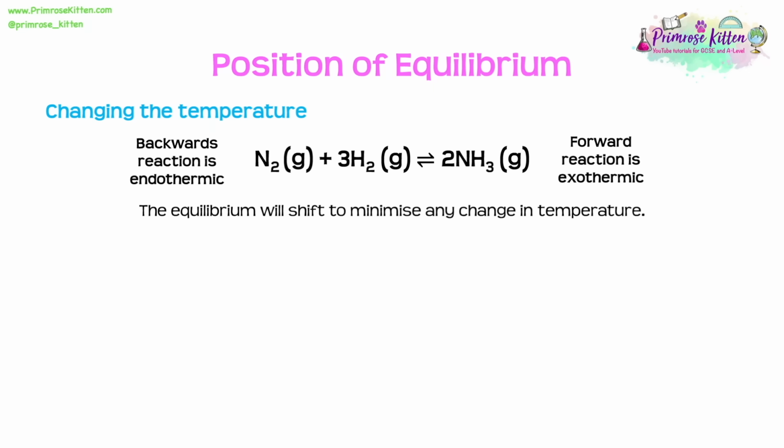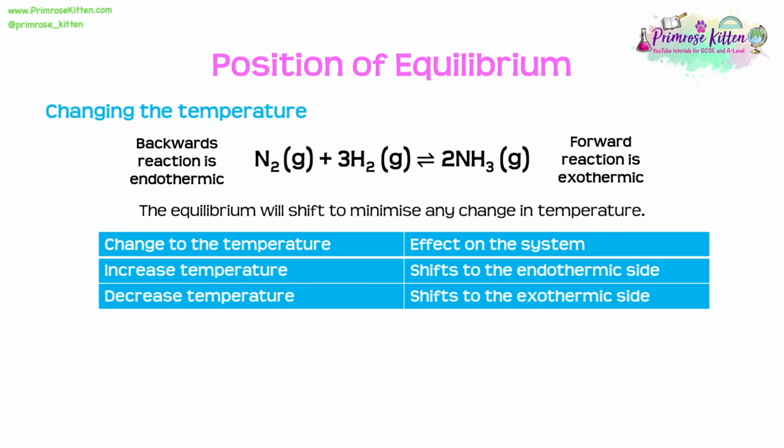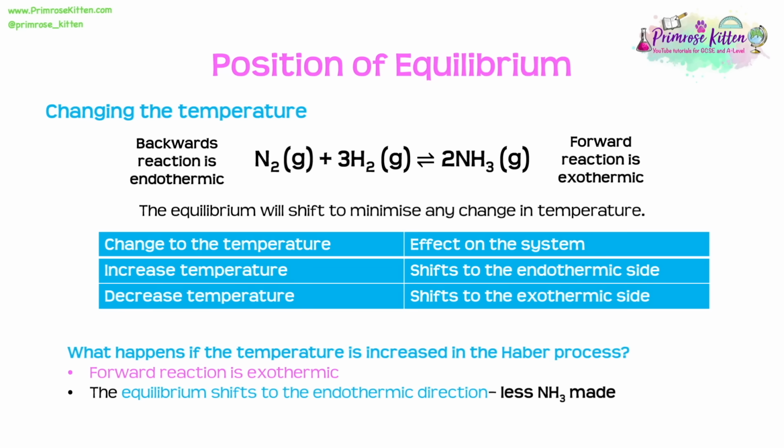Now, if we increase the temperature, the equilibrium wants to cool things back down again. So it's going to shift to the endothermic side. If we decrease the temperature, the equilibrium wants to heat things back up again. And so it's going to shift to the exothermic side. Well, what's going to happen then if the temperature is increased in the Haber process? As we mentioned, we know that that forward reaction is exothermic. This means that the equilibrium is going to shift to that endothermic direction to decrease the temperature. That means that less ammonia will be made if we increase the temperature in the Haber process.